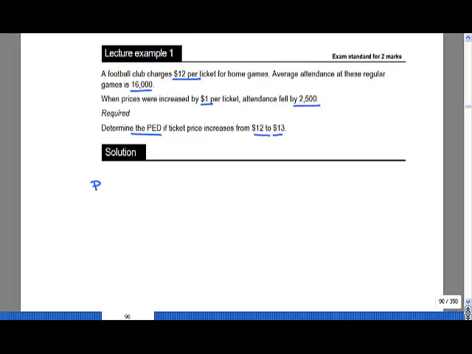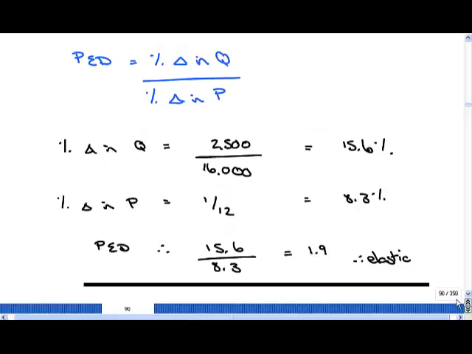What we are looking at is the percentage change in quantity demanded over the percentage change in price. So have a go at calculating the price elasticity of demand. You may wish to pause this presentation while you do that. So hopefully your answer to example 1 looks something like this. We end up with a price elasticity of demand of 1.9, and because that is greater than 1, that indicates that we have elastic demand.